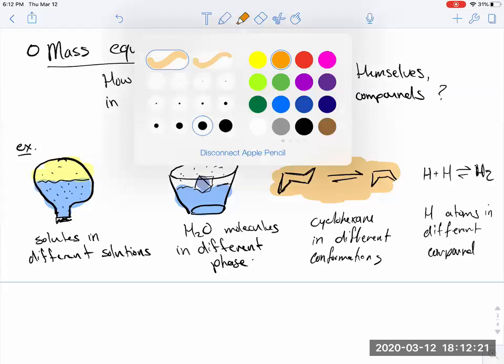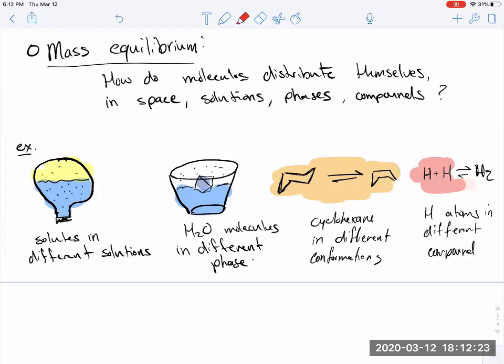Let's see, what should hydrogen be? Red. It usually is caught on fire, right?